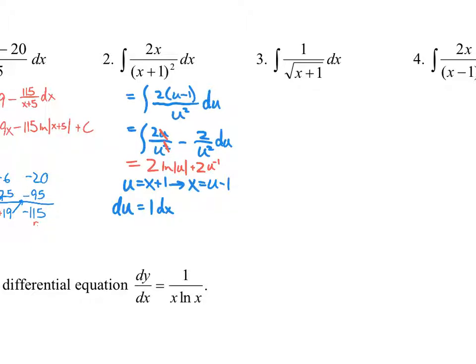So the only thing left to do here is we need to make sure we give our answer in terms of x, because we were told to find the integral with respect to x. Okay? So we're just plugging it back in. u is x plus 1, so our final answer: 2 ln absolute value of x plus 1 plus 2 over x plus 1. Okay? Does that make better sense?